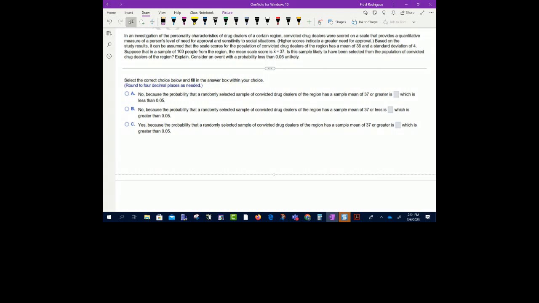It says, an investigation of personality characteristics of drug dealers of a certain region: convicted drug dealers were scored on a scale that provides a quantitative measure of a person's level of need for approval and sensitivity to social situations. Higher scores indicate a greater need of approval. Based on the study results, it can be assumed that the scale scores for the population of convicted drug dealers has a mean of 36. Okay, I'm going to stop right here. My mean is 36. My standard deviation is 4. Now, let's take a look at the next part. And a sample of 103 people from the region. So look, y'all, my N is 103. It says that average was 37. Is this sample likely to have been selected from the population of convicted drug dealers?